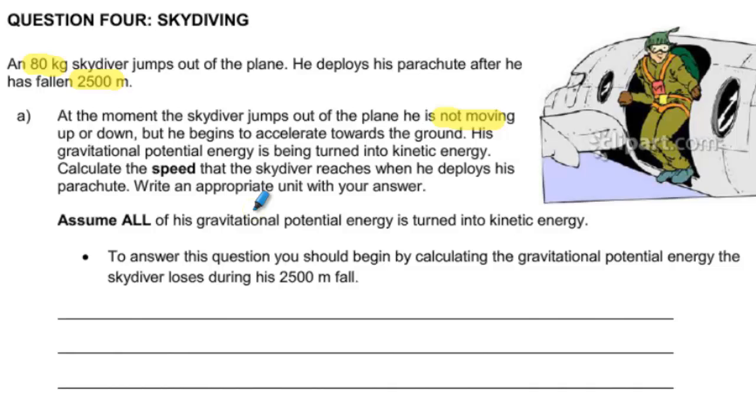Write an appropriate unit with your answer and assume all of his gravitational potential energy is turned into kinetic energy. To answer this question, you should begin by calculating the gravitational potential energy the skydiver loses during his 2,500 meter fall. Okay, so say you have no idea what this whole idea of potential energy going into kinetic means. Still just answer the bullet point. The bullet point says calculate the gravitational potential energy. Now we can all do that.